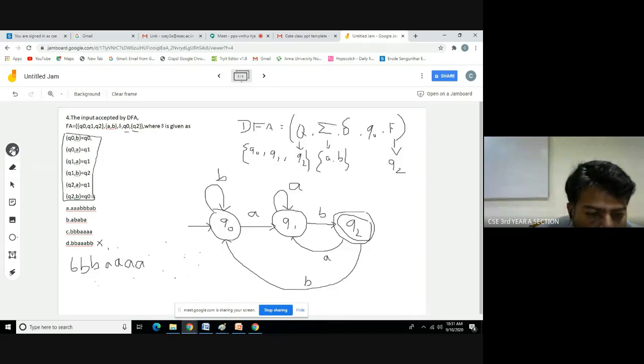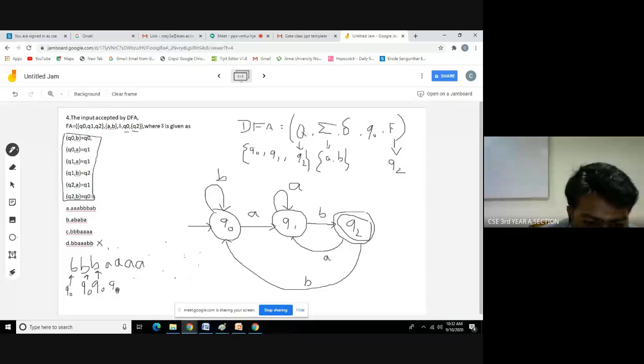Okay. How can I check? What is my initial state? Q naught. So my start state is Q naught. From Q naught, I read the input symbol B and it goes to the same state, Q naught. From Q naught, I read B and it goes to the same state. That is a self loop, right? From Q naught, again I read the input symbol B and it goes to Q naught.